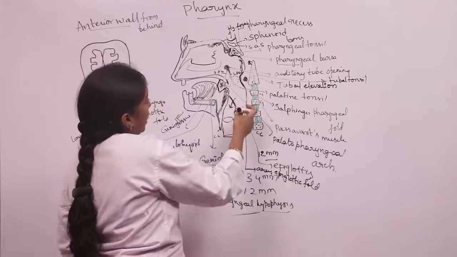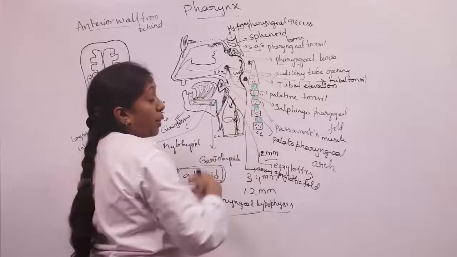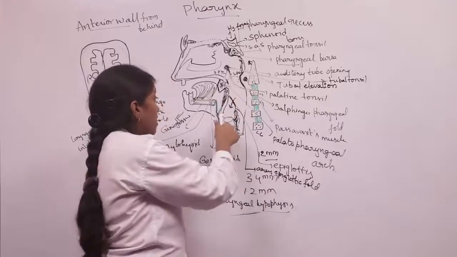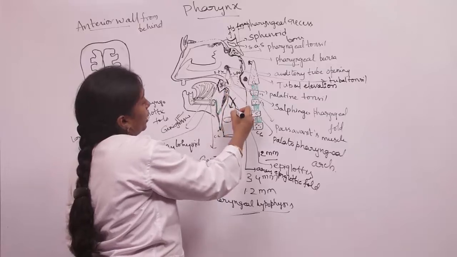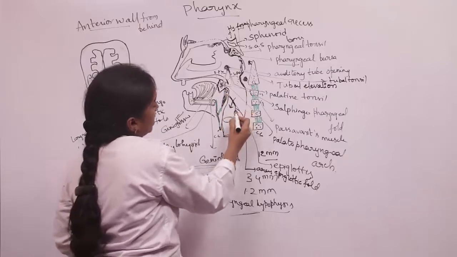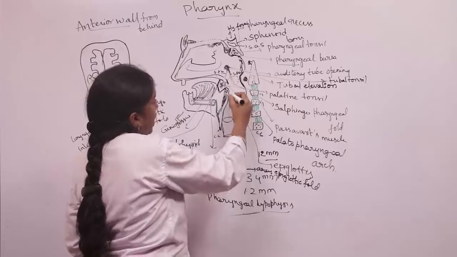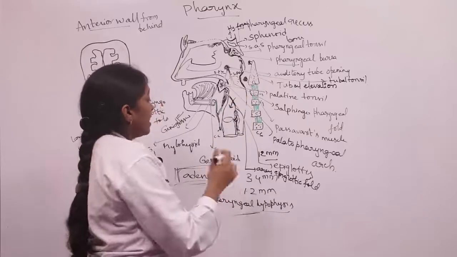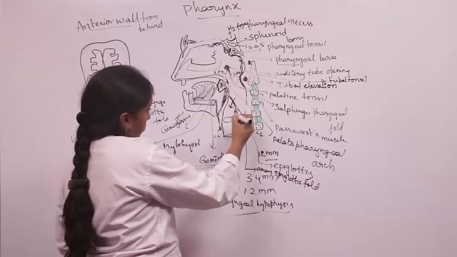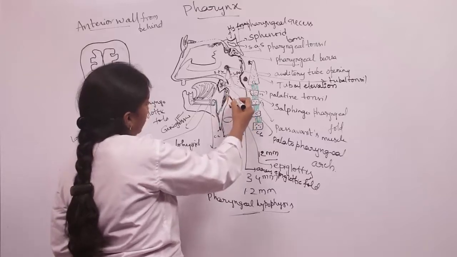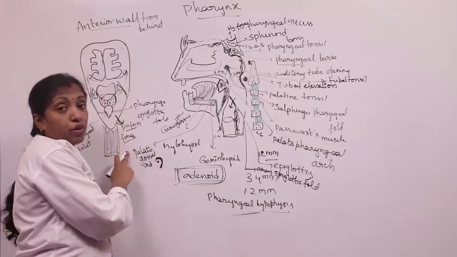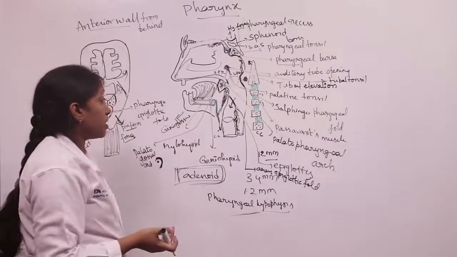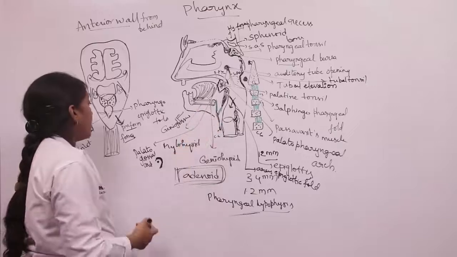And coming to the laryngopharynx, it communicates with the larynx through the laryngeal inlet, which is bounded above by the epiglottis and below by the interarytenoid fold of mucous membrane. This is the arytenoid cartilage here, and also the aryepiglottic fold on either side. And one more thing: on either side of the aryepiglottic fold, we are able to see the pyriform fossa, which is a mucous depression on either side of the aryepiglottic fold.